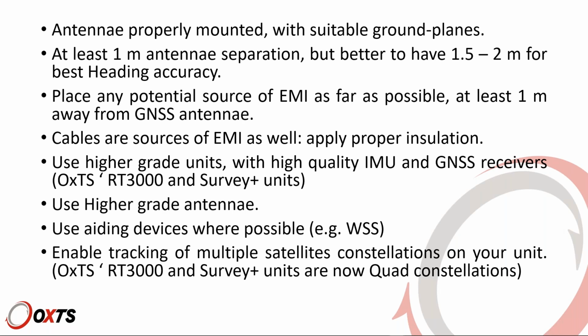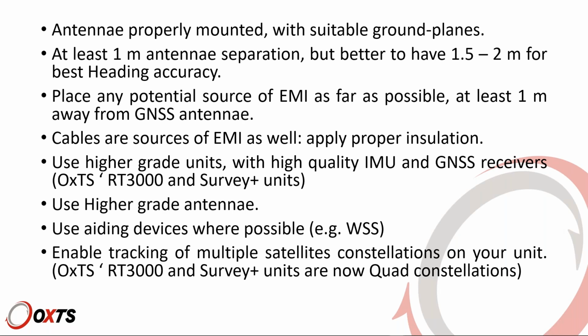Another important thing is the antenna separation. This is for the accuracy of your heading solution. And that's why we use two antennas on our system, it helps with the accuracy of the heading solution. It would be better to have at least 1 meter separation. If you can afford more than that, and often that's the case on a land vehicle, then you can go up to 1.5 meters or 2 meters.